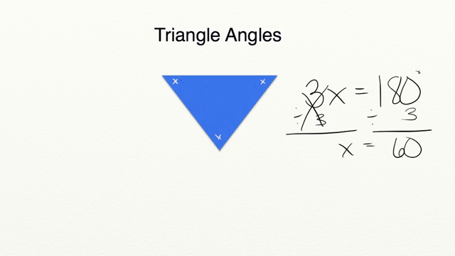And that means that each angle in this triangle has a value of 60 degrees. When a triangle has all three angles at a value of 60 degrees and all angles are the same angle, we call that an equilateral triangle.